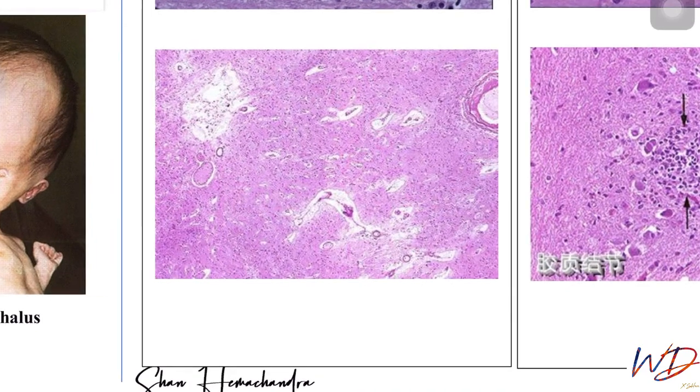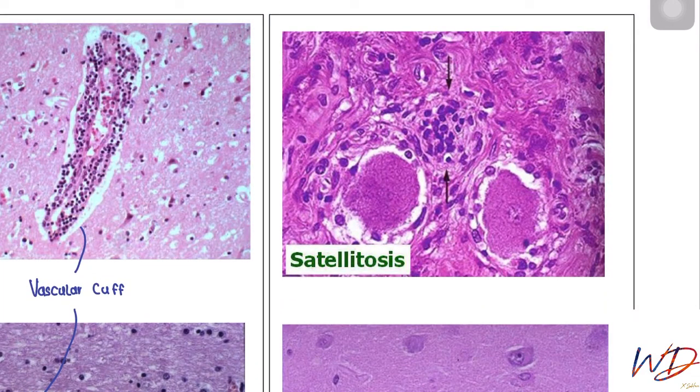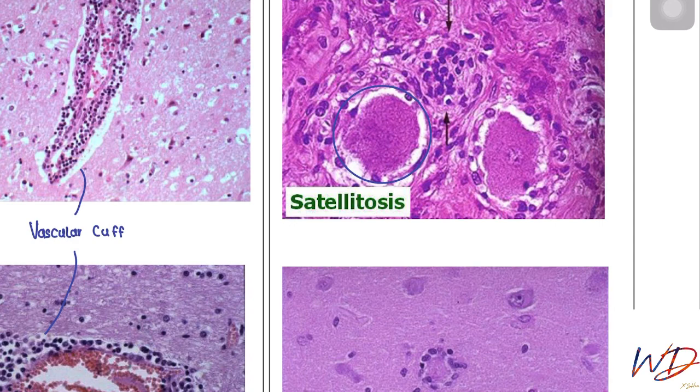Then this image is called malactic dots. These are regions of edema, hyperemia. You can see all around. Then we have satellitosis. So the glial cells will be around the neuron cell body, accumulated like this, similar to satellites. So they will come, accumulate like this.